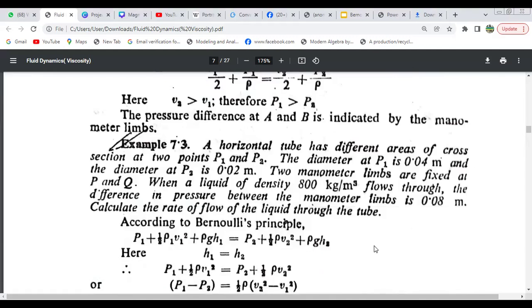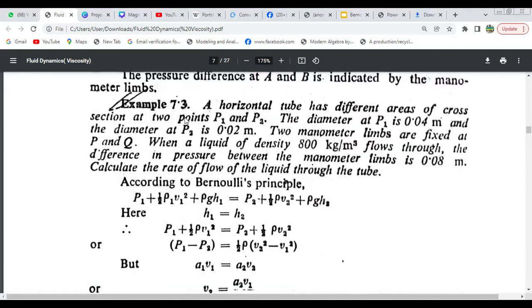Now, another application of Bernoulli's principle. A horizontal tube has different areas of cross section at two points P1, P2. The diameter at P1 is 0.04 meter and the diameter at P2 is this. Two manometer limbs are fixed at P and Q, and a liquid of density 800 kg per meter cube flows through. The difference in the pressure between the manometer limbs is this. Now calculate the rate of flow of the liquid through the tube.